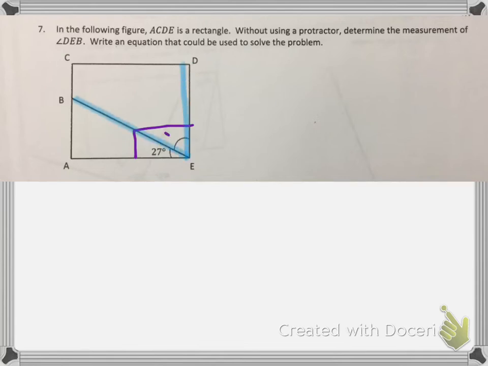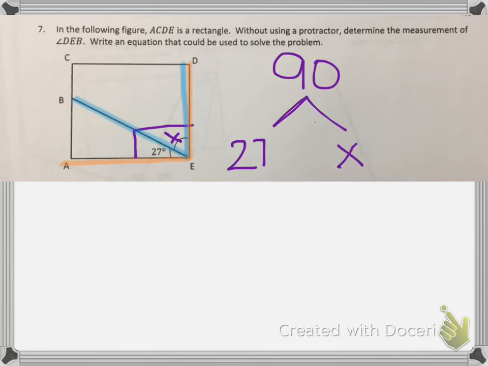So I would like you to put a little X right there. Okay. Well, hopefully now that you've marked it up, you can see that you have marked DEA as a 90-degree angle, and that 90-degree angle is broken into 2 parts, 27 degrees and X degrees. Okay, to find the unknown, I'm going to take my total, 90, and subtract 27.